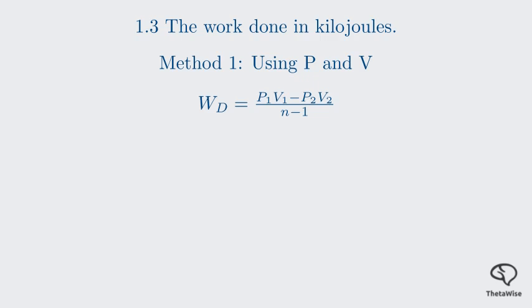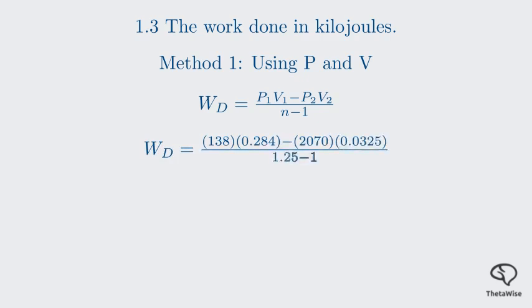Let's plug in our values. Be very careful to use the correct pressures and volumes for each term. W sub D equals the quantity 138 times 0.284 minus 2070 times 0.0325, all divided by 1.25 minus 1. Calculating this gives us the work done, W sub D, of approximately negative 112 kilojoules. The negative sign is important. It indicates that work was done on the gas, which makes sense for a compression process.